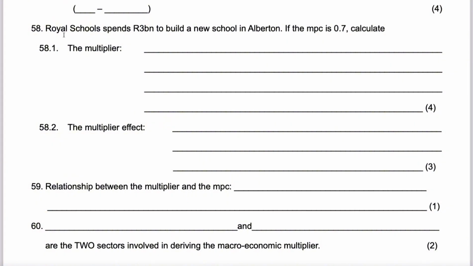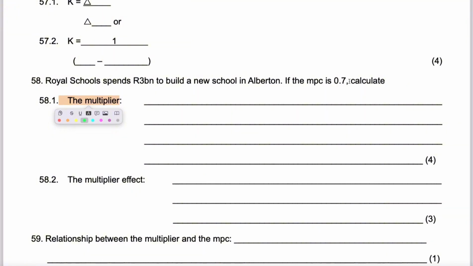Right, then moving on, we have a scenario here. Royal School spent 3 billion to build a new school in Alberton. If the MPC is 0.7, calculate number 1, the multiplier. So to calculate the multiplier, we are given the MPC. So we take this 0.7, we put it here. Then we put 1 here. So K is equal to 1 over 1 minus MPC first. Then K is equal to 1 divided by 1 minus 0.7. Then K is equal to 1 divided by 0.3. Then 0.3 goes into 1 3.3 times. So the answer is 3.3.